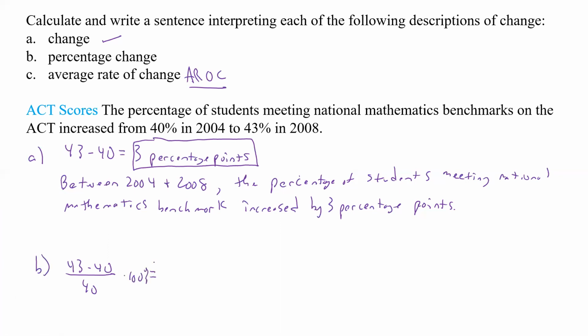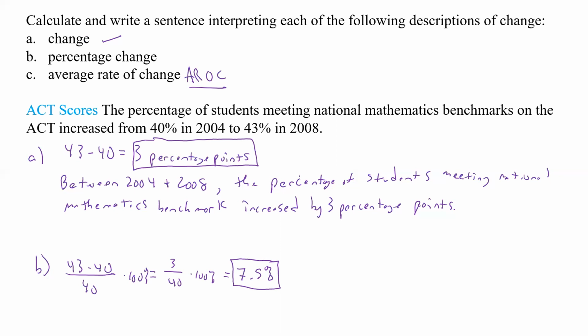So that's 3 over 40 times 100%. And if we plug that into our calculator, 3 divided by 40 times 100 is going to be basically 7.5%. Okay. And that's all we have. We don't say percentage points. It was 7.5%. Okay. That was the percentage change.